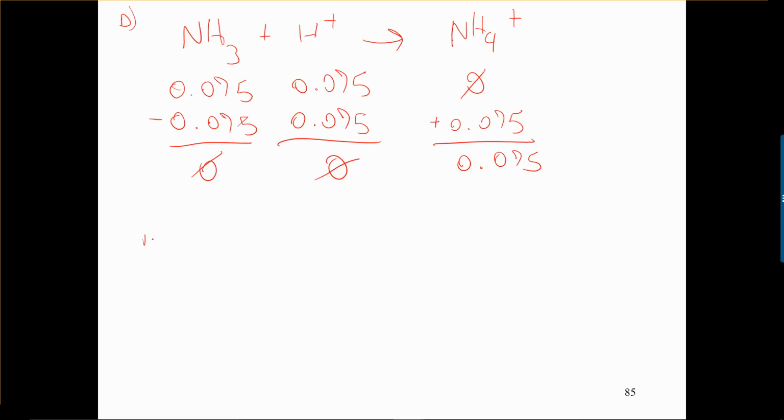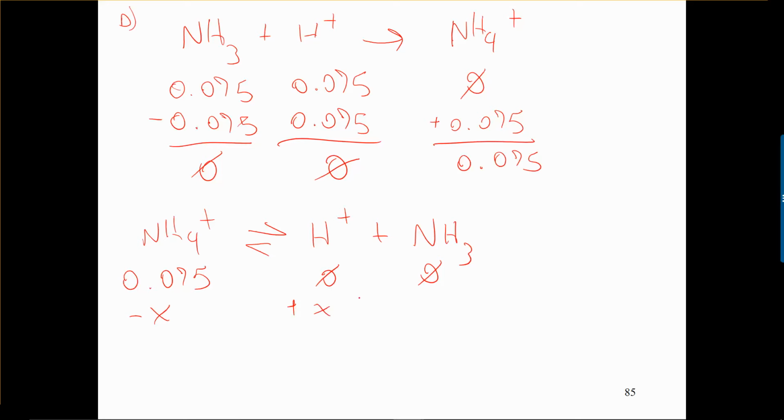So it's plus water? NH4 is an acid, so it just dissociates into H plus and NH3. Acid is just taking a hydrogen off the acid. That's right, it just dissociates. If it's a base, you react it with water to create the OH minus. Okay? So 0.075, this is 0. NH3 is 0. This is minus X, plus X, plus X.